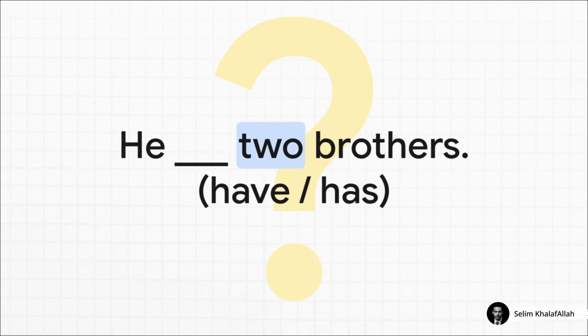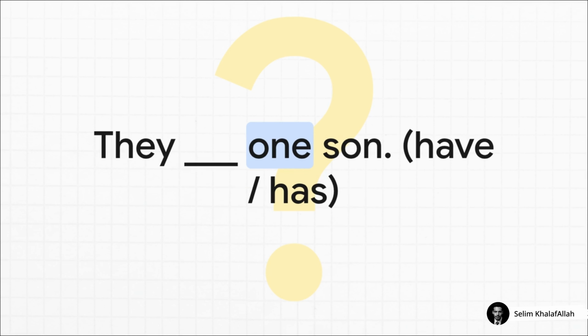All right, let's test this out. Quick quiz. Look at the sentence. He blank two brothers. Should it be have or has? Think about it for a second. The person is he, so the correct answer is has. He has two brothers. See? You got it. Let's try one more. They blank one son. What do you think? Is it have or has? The answer is have, because we're talking about they. The whole sentence is, they have one son.